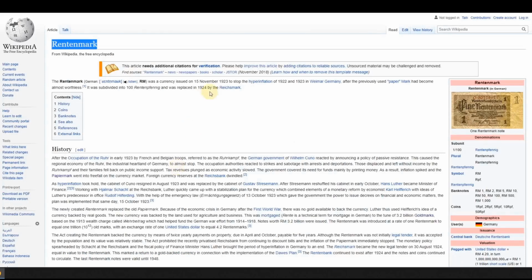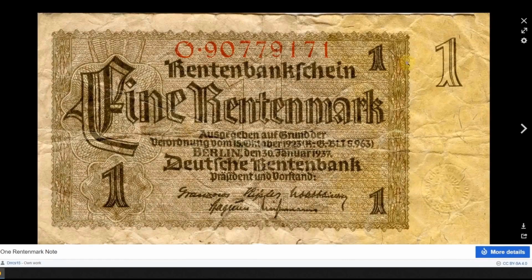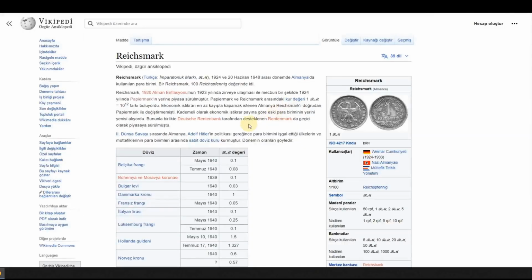It comes out in 1923, when excessive money circulation leads to hyperinflation, and they remove quite a few zeros from the currency. They remove about 12 zeros from the money, and this is what it looks like. One mark equals about 1 trillion marks of the previous one, then the Reichsmark comes into use. The Reichsmark is used between 1924 and 1948. As you can see, they are removing zeros because the previous currency has lost value, specifically around 10 to the power of 12. But does it stop afterwards?